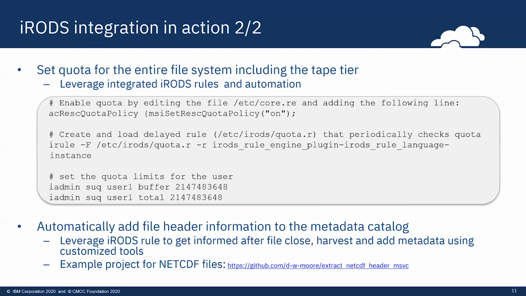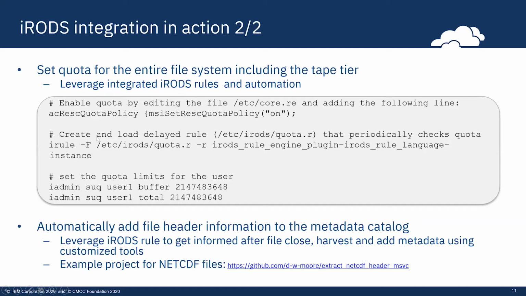Okay, there are two other integrations we did in accordance to the requirements. Mauro and his team had one thing, which is setting the quota for the entire file system, including the tape tier. We leveraged integrated iRODS rules for that and some level of automation, which is integrated with iRODS. So we enable the quota in the core RE file.